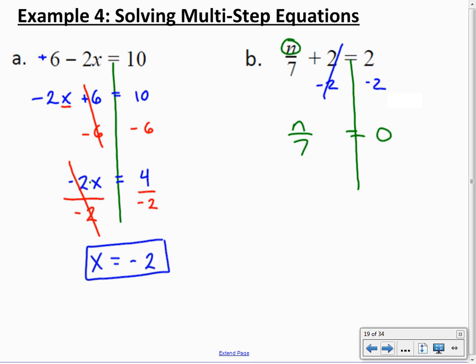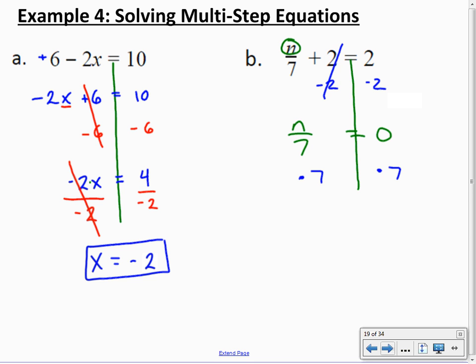There's nothing wrong with that. It's okay to have 0 in an equation. It doesn't mean that you have to stop. You can keep going. The last thing we want to do here is, since we have n being divided by 7, we want to multiply each side by 7.